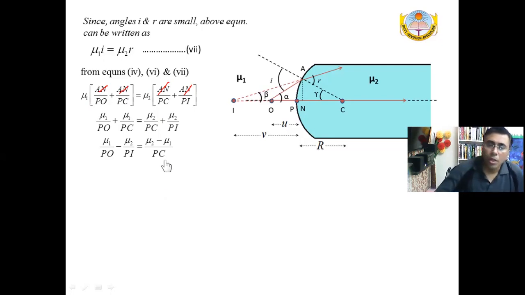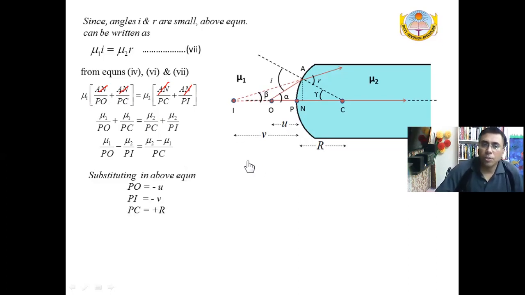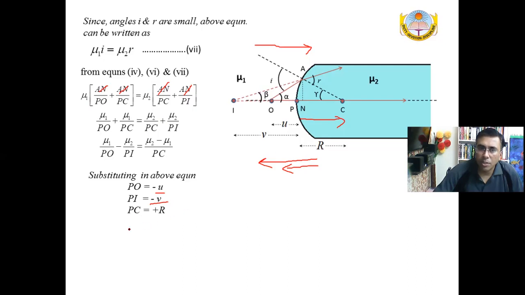Now, in the last step, we replace PO, PI, and PC with U, V, and R respectively. In this figure, what should be the sign convention for U? This is the direction of the incident ray. For U, I have to travel opposite to the direction, so U is negative. For V, again, I have to travel opposite to the direction of the incident ray, so V over here is negative. In order to measure R, I have to travel in the same direction as the incident ray, so R over here is positive.